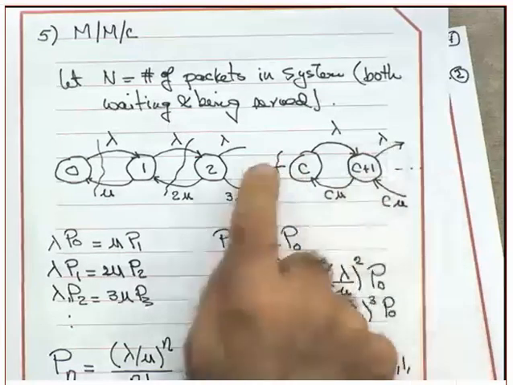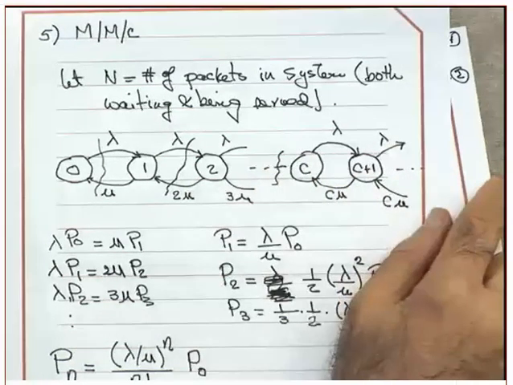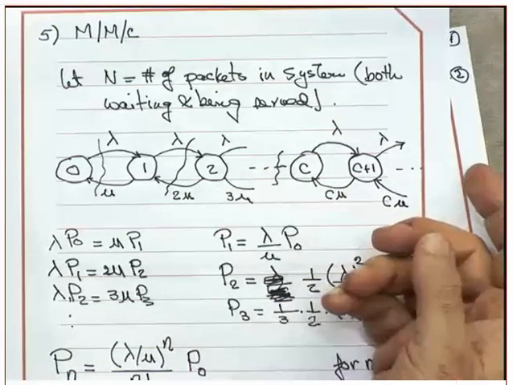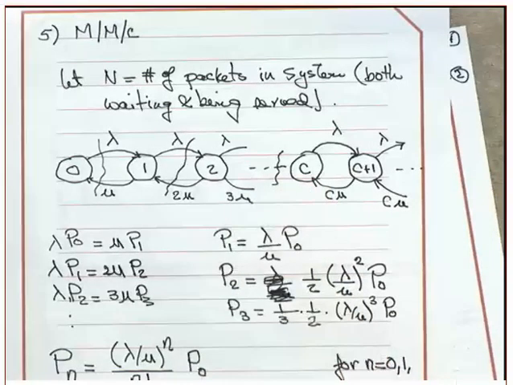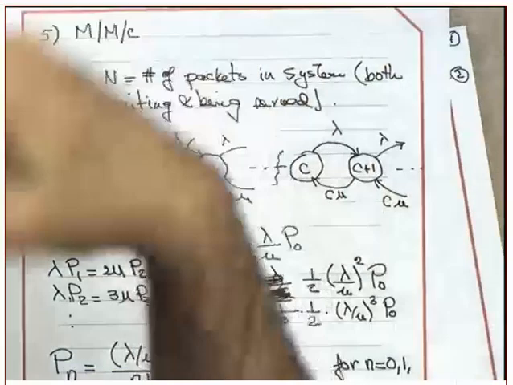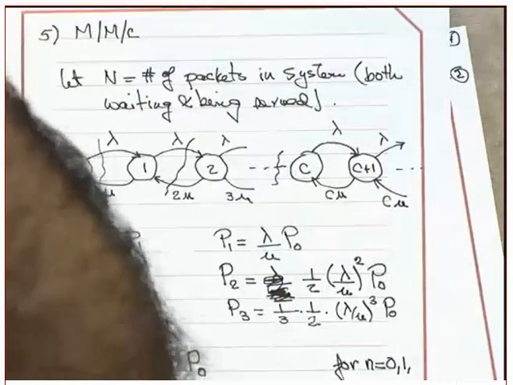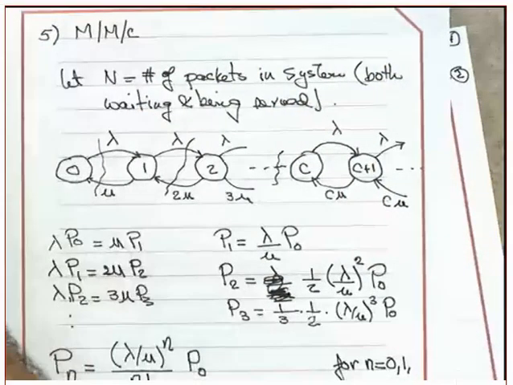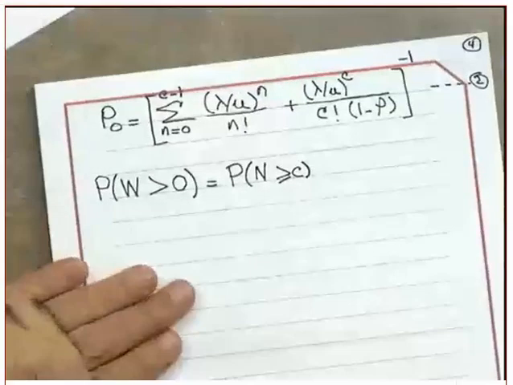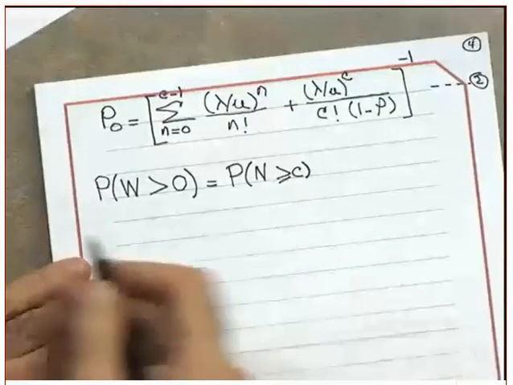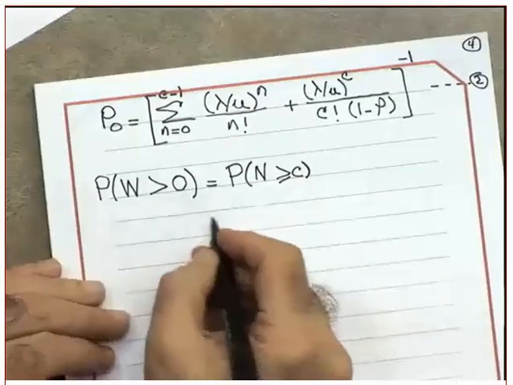So you are going to wait all of these from here to there. Clear? How about if you are in C? Are you going to wait, an arriving packet to the router, who sees C packets in the system? Will he have to wait? He has to wait. So it's the probability N greater than or equal to C. Clear? Help me.